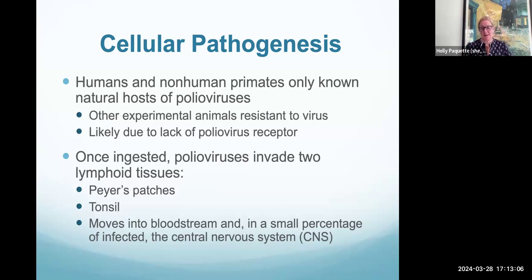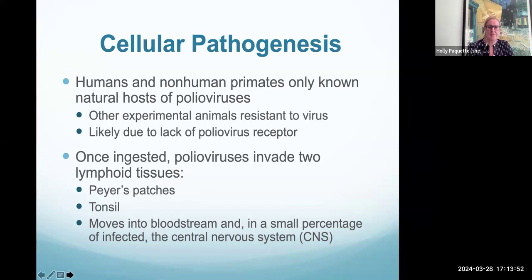Once it's ingested, remember I said that it is this fecal contamination, so whether that's water or food, the poliovirus can then invade what are called the lymphoid tissues. So we have areas in the body that have lots of our immune cells, and poliovirus can get into those areas. One of the places we see is the Peyer's patch. Peyer's patch is around the abdominal, the higher part of the gastrointestinal tract, and it can also get through the tonsils, which are at the back of your throat. When it moves into these two lymphoid tissues, it can then enter the bloodstream. And in a very small percentage of the infected, it will enter the central nervous system, and that's where we see that paralytic polio syndrome.